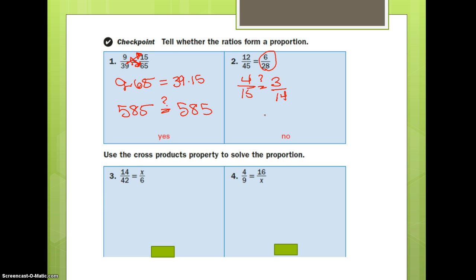But number 3 and 4 use cross products to solve the proportion. Remember to multiply the diagonals you know and divide by the remaining number. I'm going to show you, pause the video for 3 and 4. I'm going to show you the long way for numbers 3 and 4.